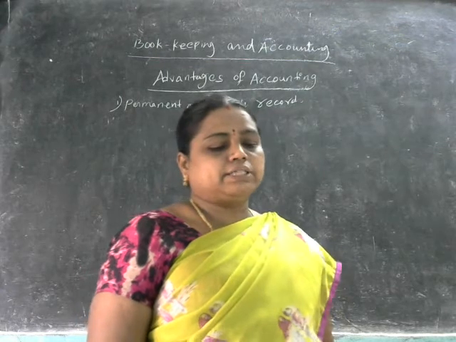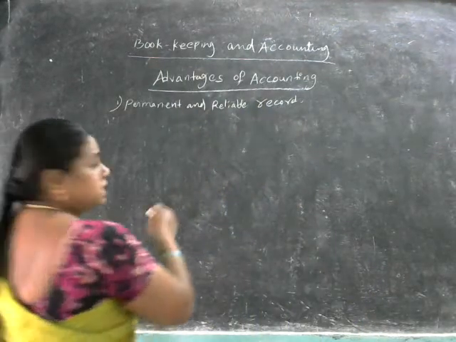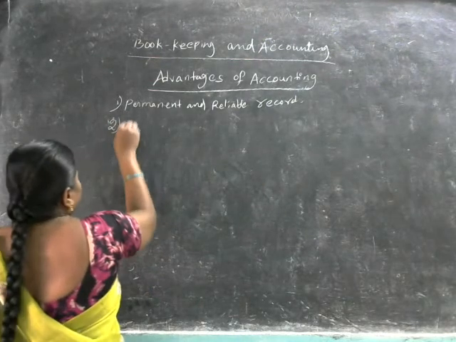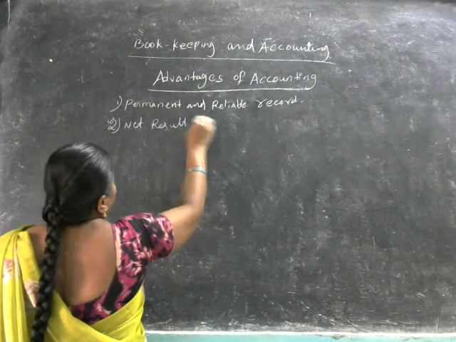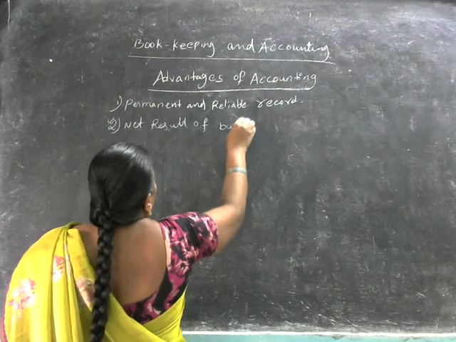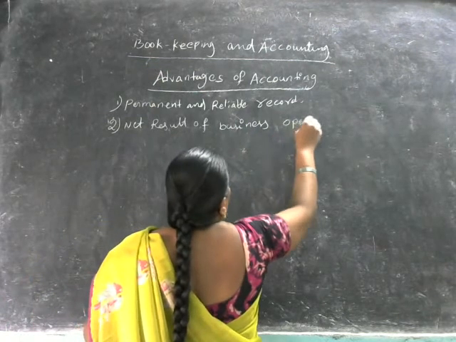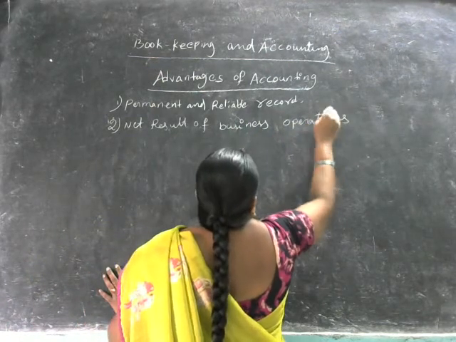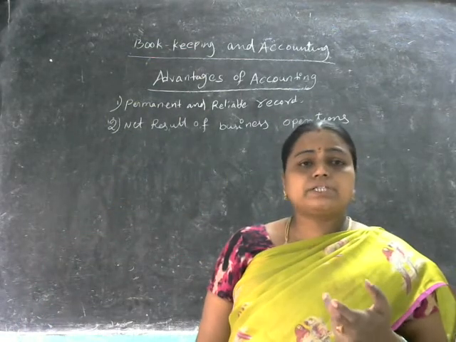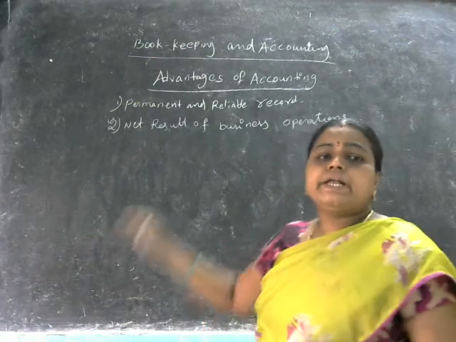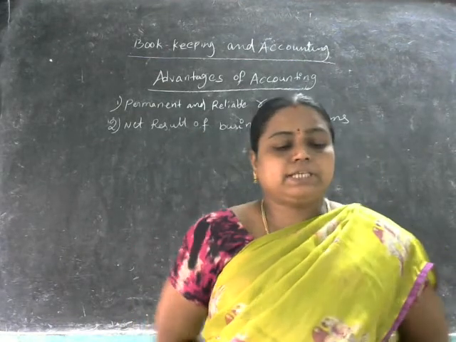And the second one is net result of business operations. So the second advantage from the accounting is what here, net result of business operations.